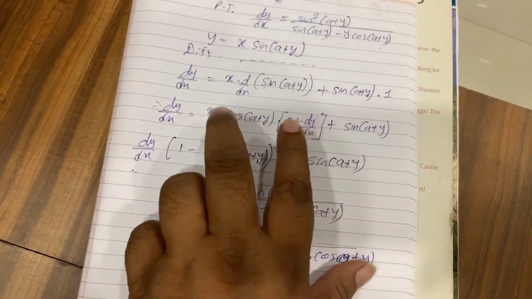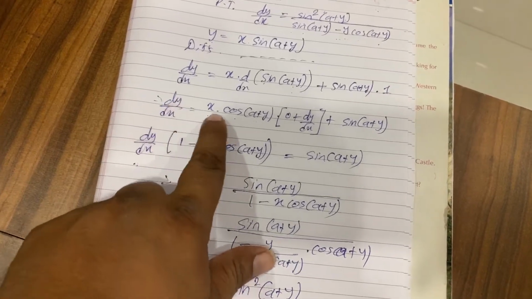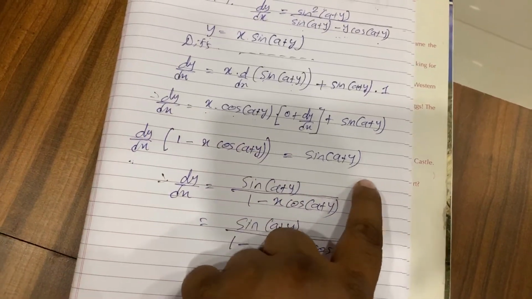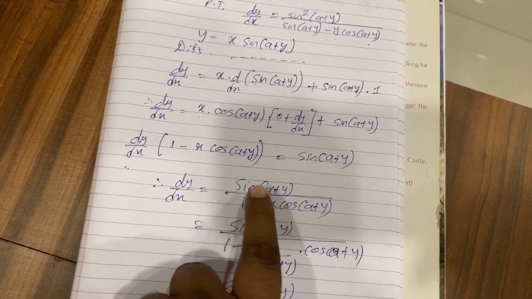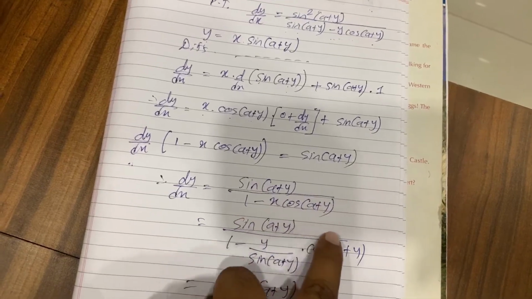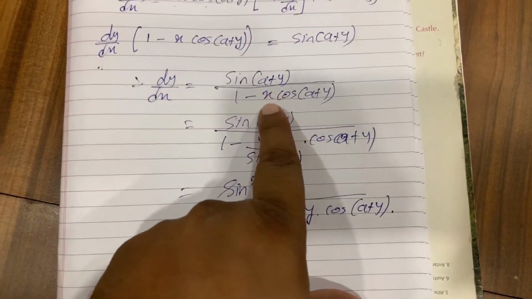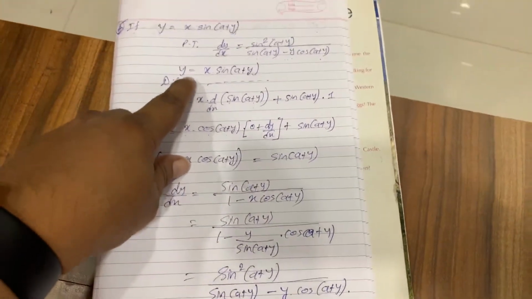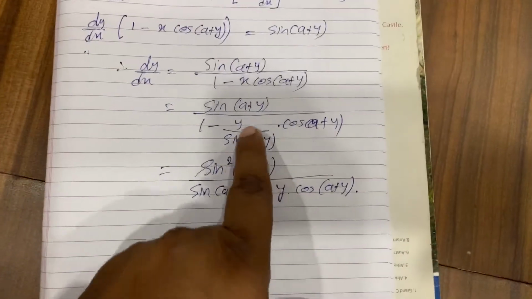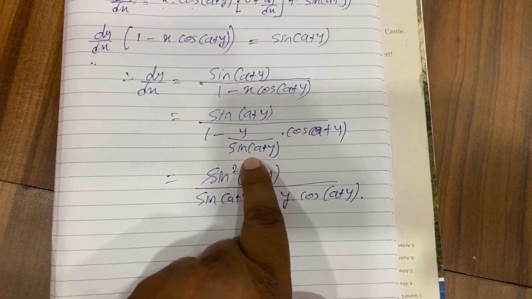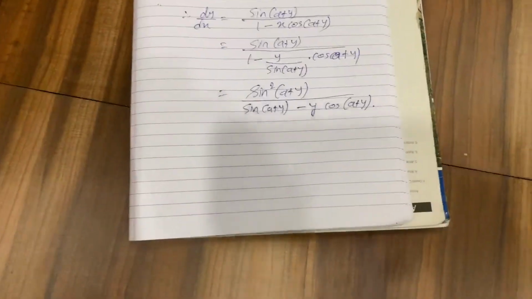Now bring this guy on the other side, and take dy by dx common. You get dy by dx times 1 minus x cos of a plus y is equal to sine of a plus y. So dy by dx is going to become sine of a plus y over 1 minus x cos of a plus y, and hence after taking LCM you will get the answer. You need to replace the value of x. So x is nothing but y over sine of a plus y. So you need to substitute x as nothing but y over sine of a plus y, and hence after taking LCM, this is the answer there.